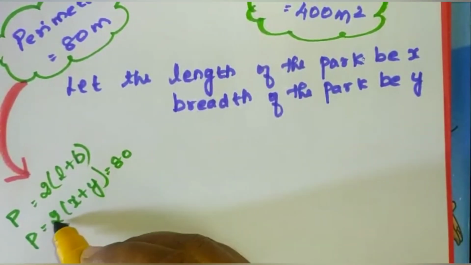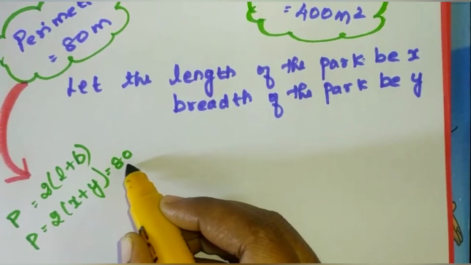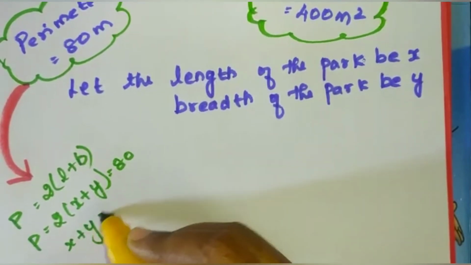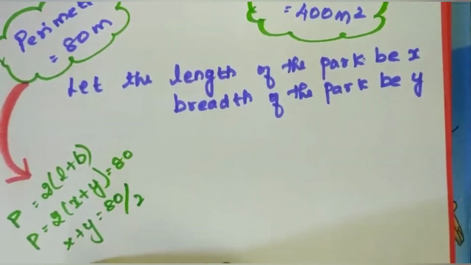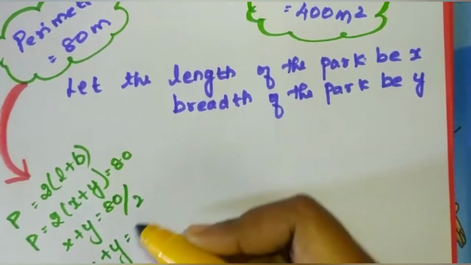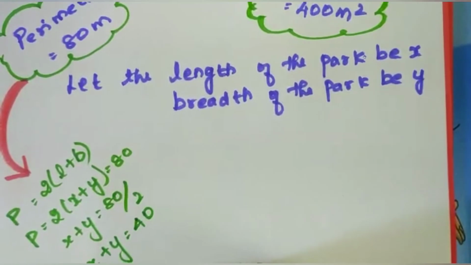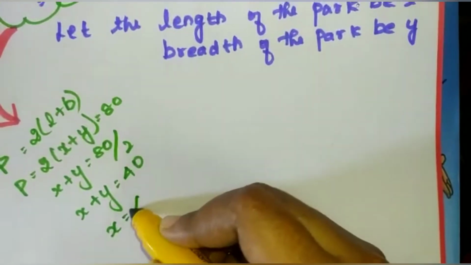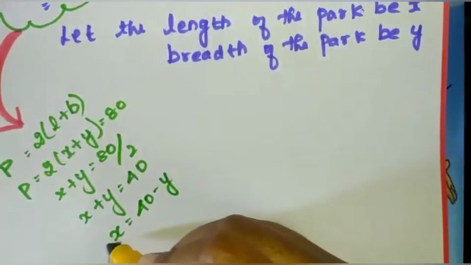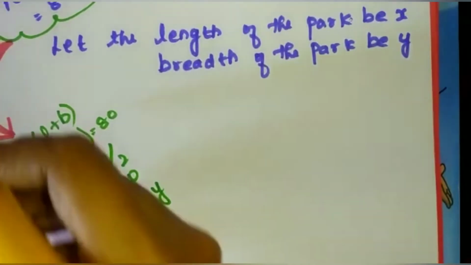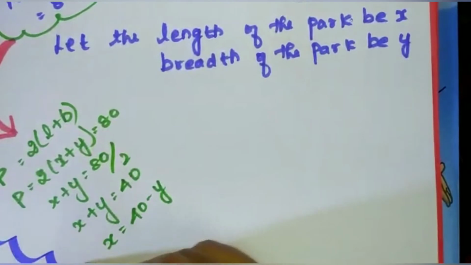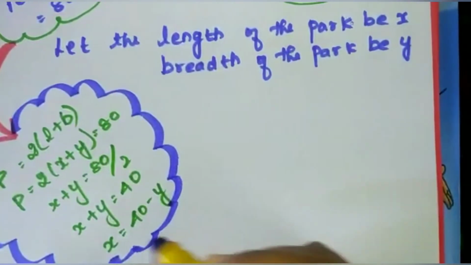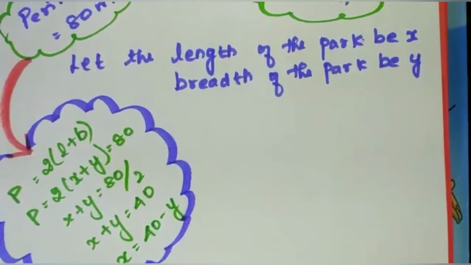Next, divide 80 by 2. 80 divided by 2, so x plus y is equal to 40. x plus y is equal to 40. Then x is equal to 40 minus y. We got the value of x from the perimeter value.